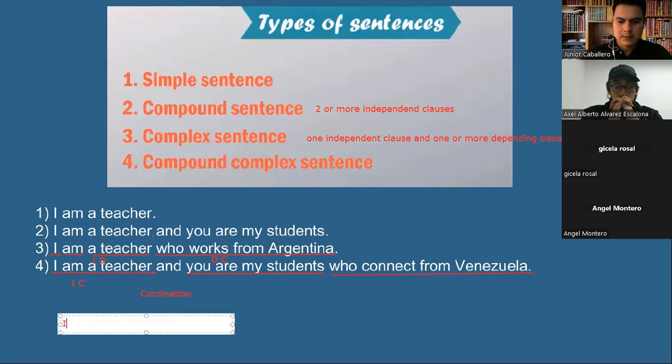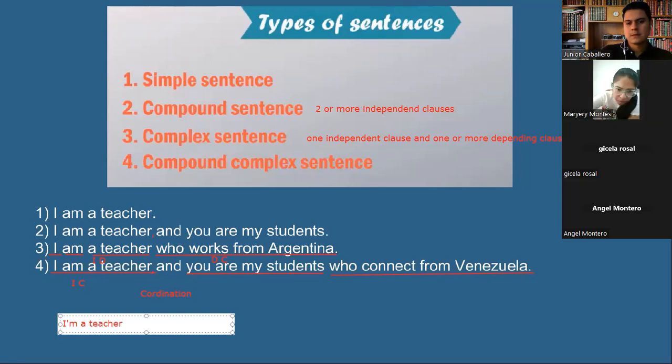Teacher, what about if I say, I am a teacher and you are my students that connect from Venezuela? Sigue siendo compound complex, porque lo que estás cambiando es el who por that, que es aceptable. Tú puedes utilizar el that para referirte a cosas y personas, no hay problema. Pero al final es la misma estructura, igualmente tienes un subordinating conjunction que es el relative pronoun. Recuerden que los relative pronouns son who, that, when, which, ¿ok? Entonces si cambias de who para that, sigue siendo un compound complex.